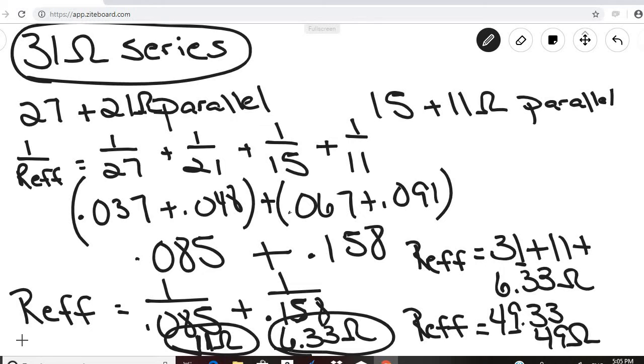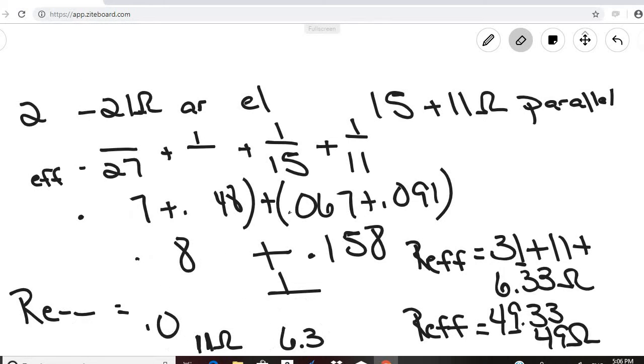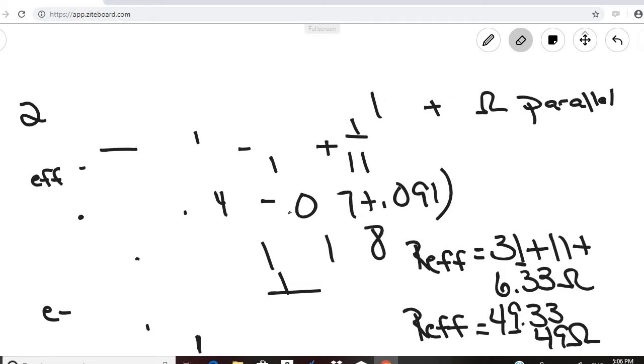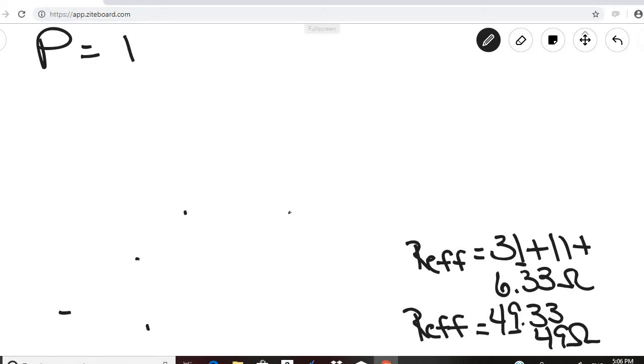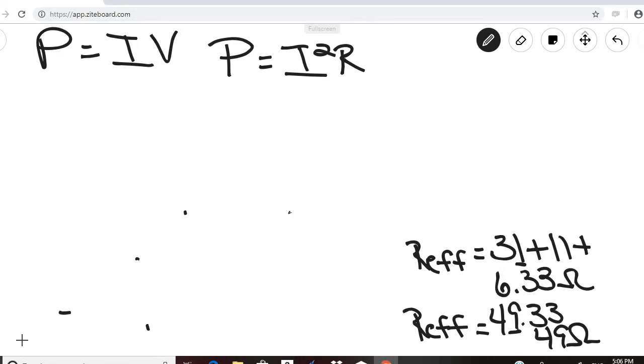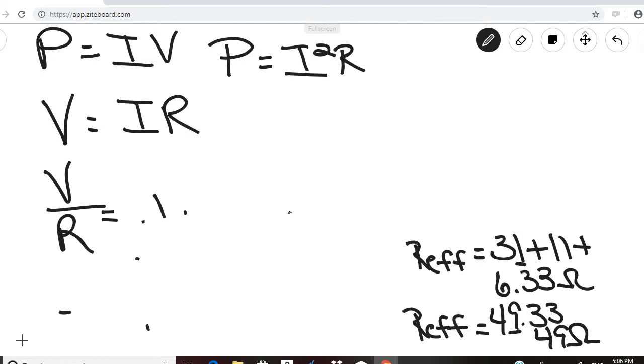Okay, so then we're asked to determine power. So we know that power is equal to I times V, or I squared R, but in either case, you need to figure out what I is. So P is IV, or P is I squared R. Okay, so let's go ahead and figure out what I is then. V is equal to IR. So V divided by R equals I.